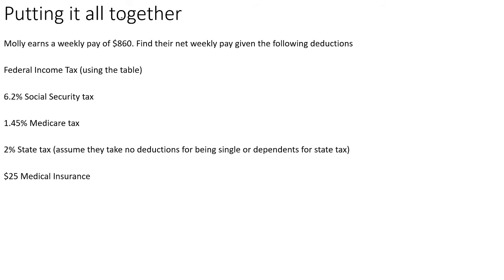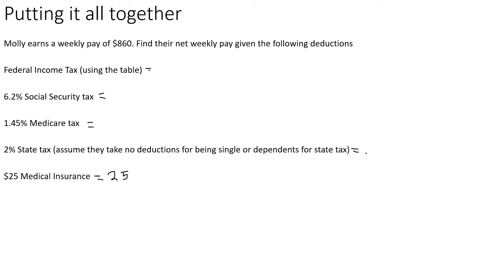So let's put it all together here. Molly earns $860 a week. Find her net weekly pay given the following deductions. So we need to find her federal income tax, her FIT, using the table, her Social Security tax, her Medicare tax, 2% state tax, and $25 medical insurance. Well, this says here that she's going to pay $25 a week for medical insurance, so we don't need to do any calculation for that one. Let's just work from the bottom up here.